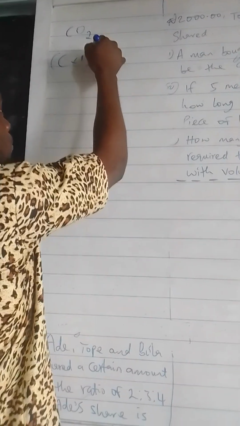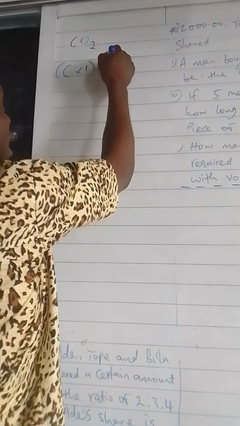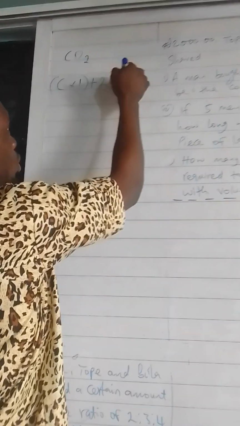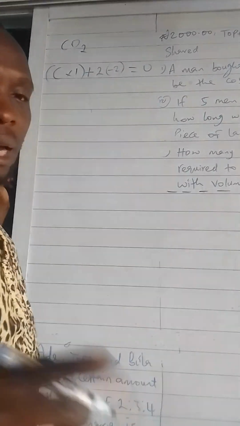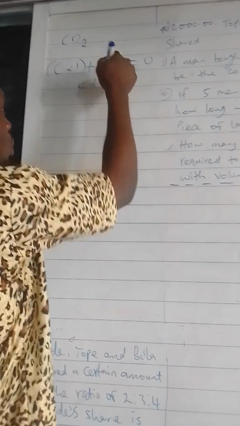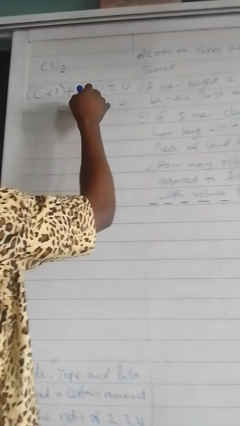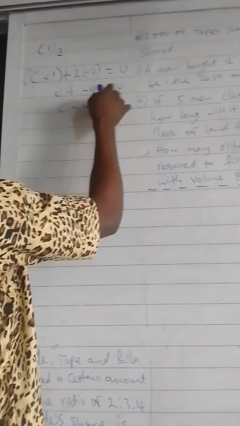So I now have plus the constant oxidation number of oxygen, which is -2. So I have 2 times -2, equals 0. So I can now have 1 times C, which is C, plus 2 times -2, which will give us -4, equals 0. Plus and minus is minus, equals 0.